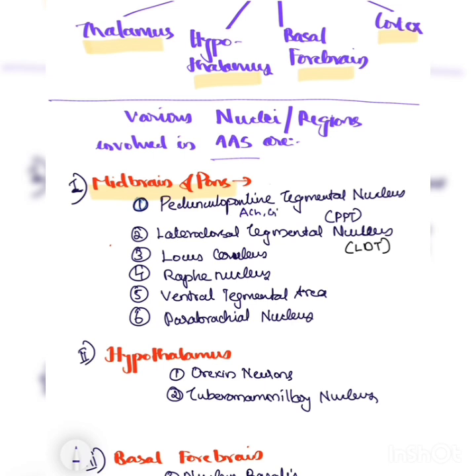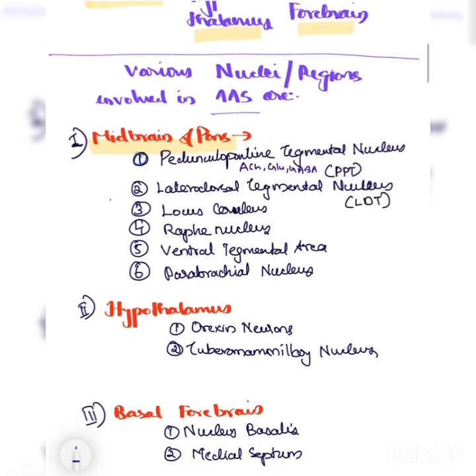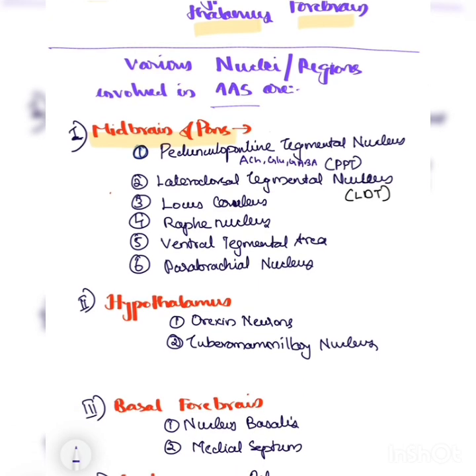The second one is laterodorsal tegmental nucleus, LDT. It is found near the pedunculopontine tegmental nucleus. It helps regulate REM sleep and wakefulness. Coming to locus ceruleus, it is a small nucleus in the brainstem located in the pons. It is the primary source of norepinephrine in brain. It has a crucial role in regulating arousal, attention, stress response, wakefulness, etc. Its dysfunction can lead to diseases like Alzheimer's, depression, and so on.